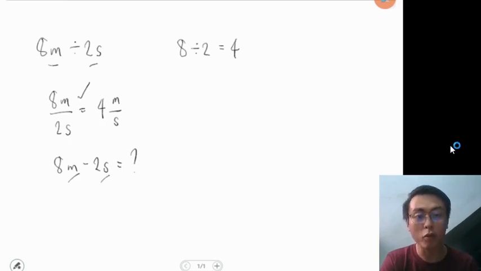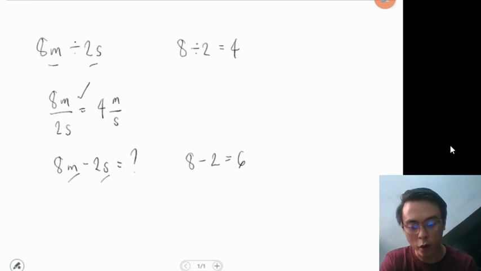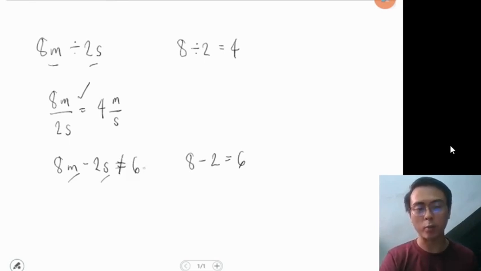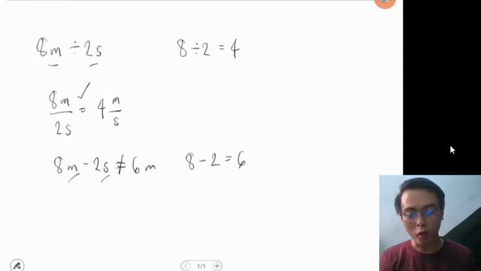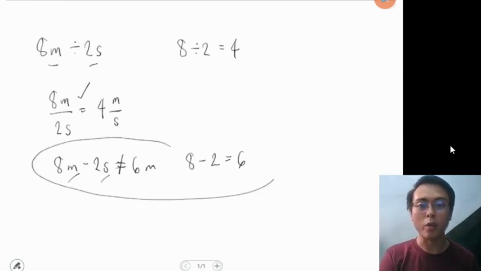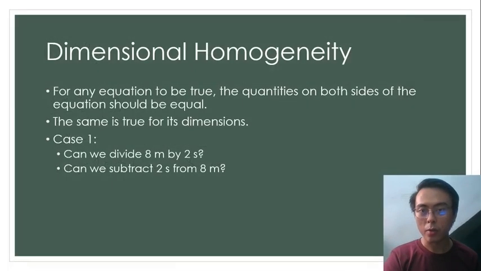If we are able to remove the units, if we just retain the numbers, 8 minus 2, that's a very easy answer. That's 6. But the same is not true for the one with units. So 8 meters minus 2 seconds is not equal to 6 meters because there's no way that you can subtract seconds from meters. That's where dimensional homogeneity becomes important. We want to avoid the latter scenario wherein we are forced to subtract or add non-matching units to obtain an answer, because it's impossible. Okay, so let's go back to the lecture.